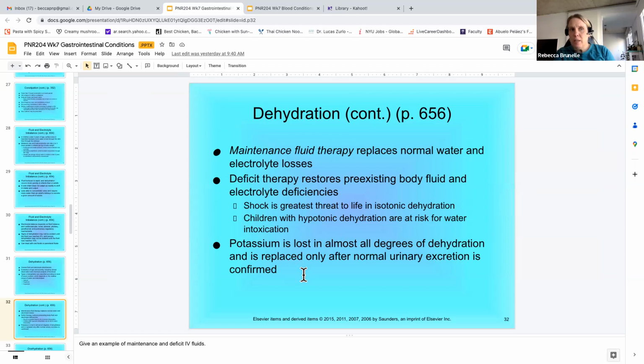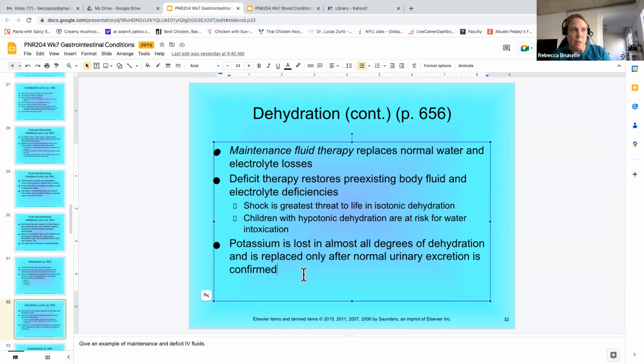And generally speaking, we don't replace potassium, even if it's a little bit low when kids are dehydrated, until they have normal urinary output. Why do you guys think that's true? Why do you wait to replace potassium?